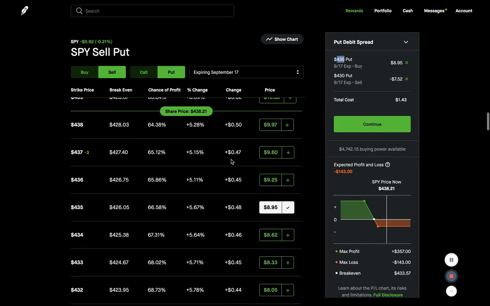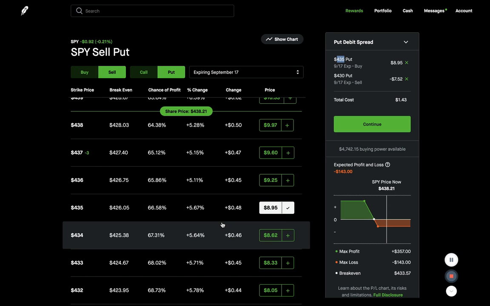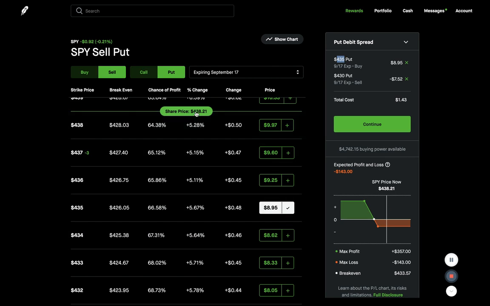If you notice, the share price of the stock is currently trading at $438.21. Now with puts, as we move down in price, we get further out of the money. If you don't know what out of the money, in the money, at the money means, I have a video referring to Delta, which goes over that. I'll link to the Delta video I just made up top.